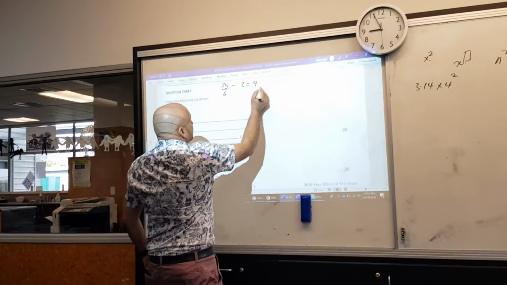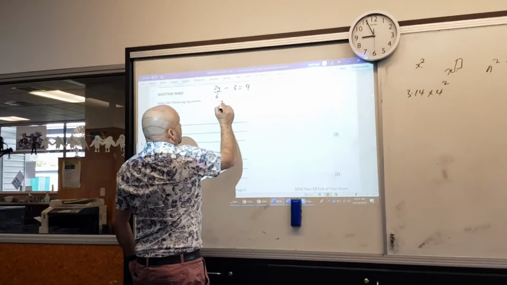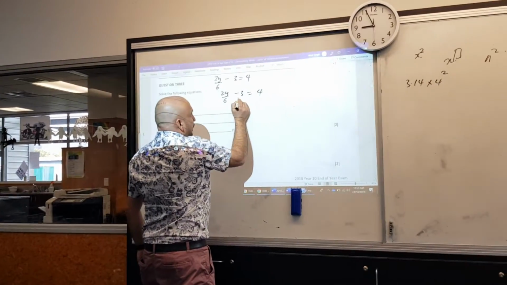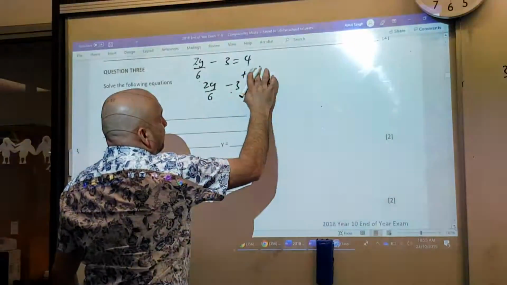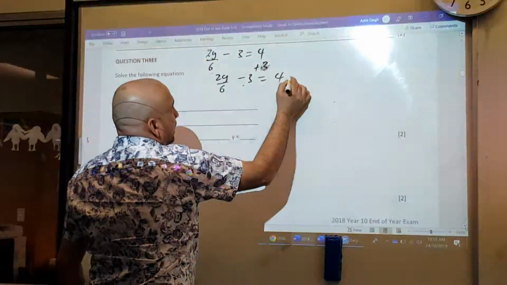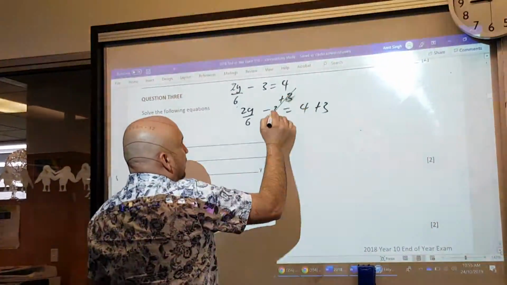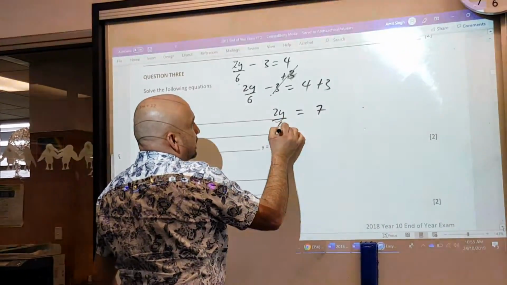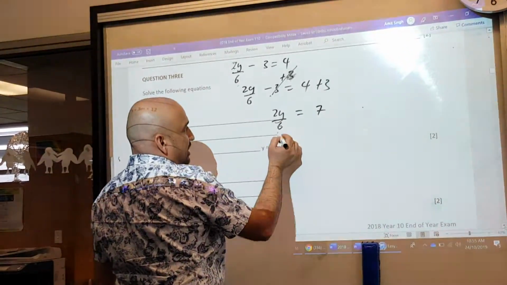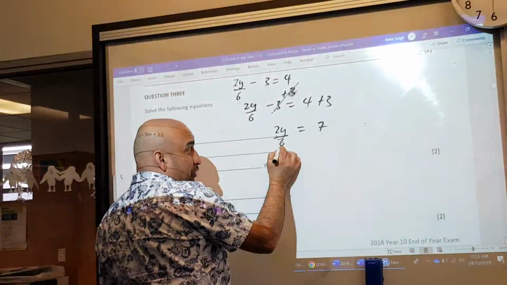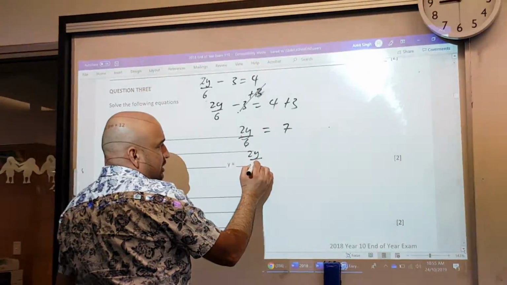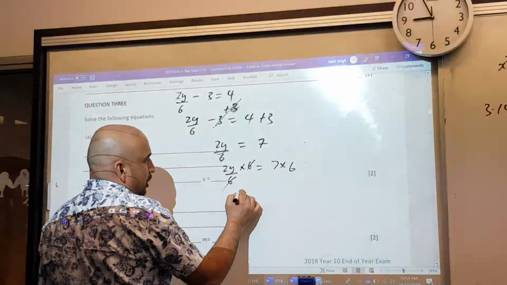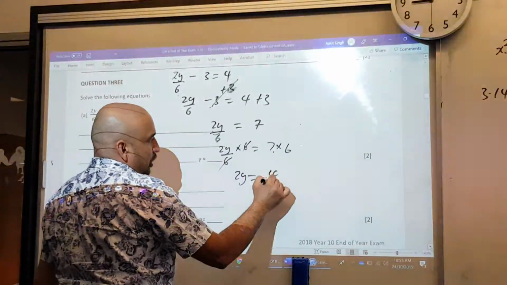So here, minus 3, so you'll say 2y over 6 minus 3 equals 4. How do you kill that? By adding 3, so plus 3 this side. 2y over 6 is equals to 7. So now, because 2 is very close, you have to remove 6. 6 has been divided, so you multiply by 6, multiply by 6, gone. 2y is equals to 7 times 6, 42.